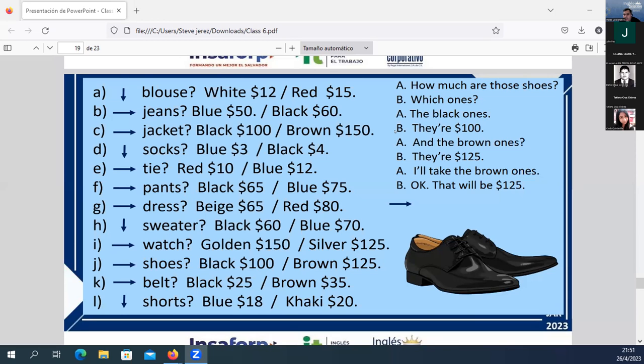Okay. Yes, Danny, what you have to say is, look at the arrow. How much is this blouse? How much are those jeans? How much is that jacket? How much are those socks? No, how much are these socks? How much is that tie? How much are those pants? How much is that dress? How much is this sweater? How much is that watch? How much are those shoes? How much is that belt? How much are these shorts? Okay. So, plural and singular, you have to be careful. Plural, singular, far and near.